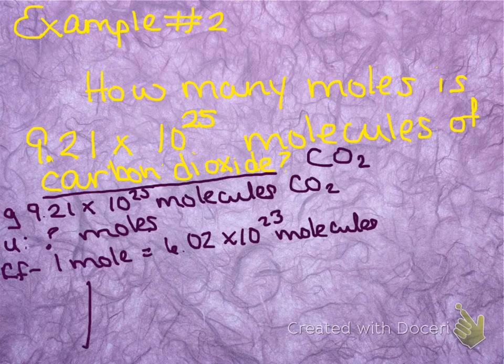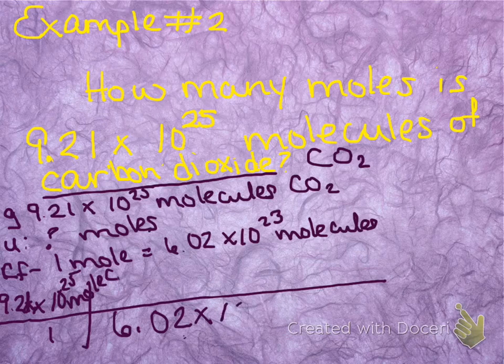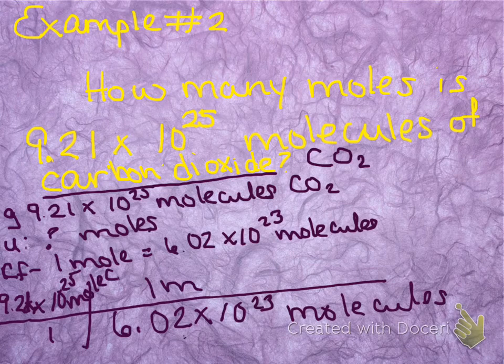Okay, so let's set up our truth table. In our truth table, we start with our given, 9.21 times 10 to the 25th molecules. Okay, so that means if molecules is on top here, I want molecules to go down here. So now I'm going to put molecules down here, 6.02 times 10 to the 23rd molecules is equal to 1 mole.